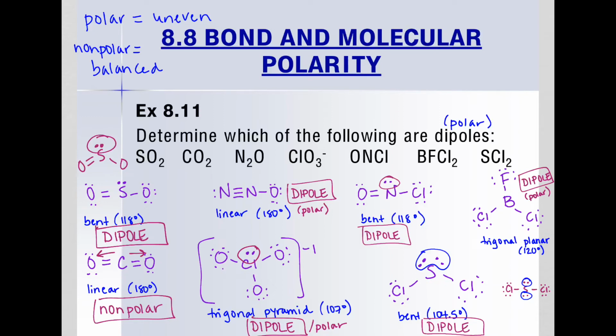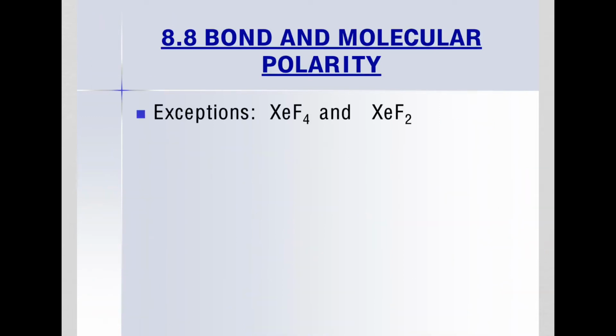The one final thing I want to show you that isn't an example per se, but looking at these are exceptions to sort of what we were just looking at, because both of these molecules, you'll see when you draw the Lewis structure, do have lone pairs of electrons but are actually nonpolar. So take a moment, pause the video, and draw the Lewis structure for both of these molecules.